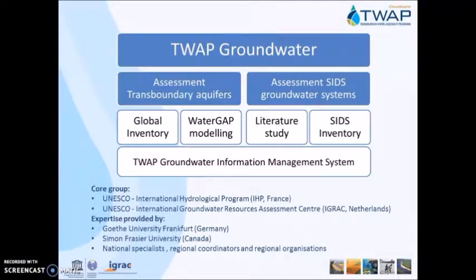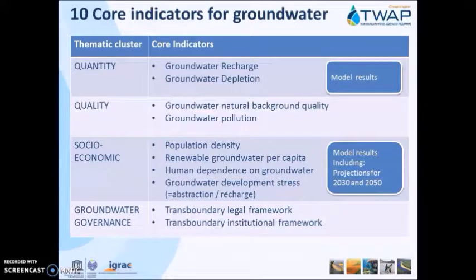Data for the global inventory was provided by national experts, and additional information for the large TBAs came from simulations with the Global Water Gap Model. Data for the SIDS was collected through an extensive literature study complemented by data from national experts. TWAP is a comparative assessment, meaning that the programme did not assess individual aquifers in depth, but that the TBAs are described by means of indicators.